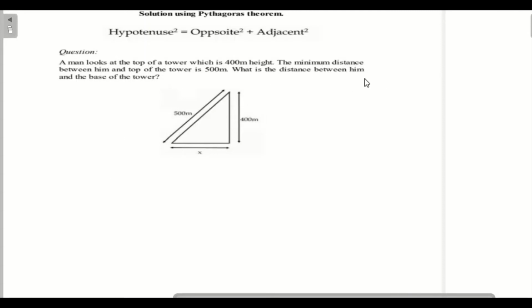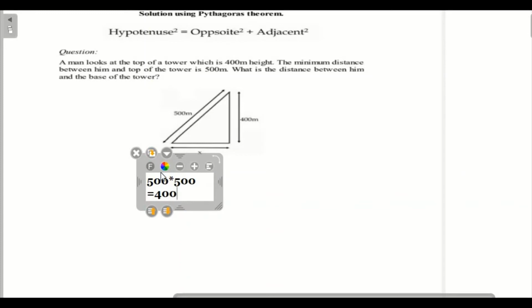Then we are going for the next sum, where we have to find the distance between him and the base of the tower. So a man looks at the top of the tower with 400 meters height. The minimum distance between him and the top of the tower is 500 meters. So it is the hypotenuse. So we have to use the formula hypotenuse square equal to opposite square plus adjacent square. Here we have hypotenuse as 500 into 500 equal to 400 into 400 plus x square.